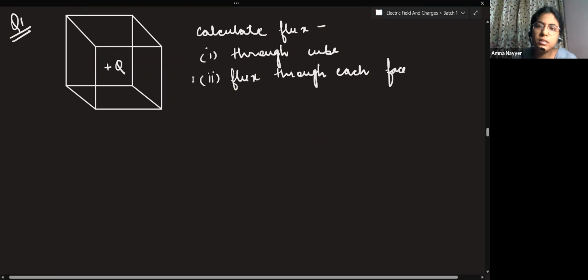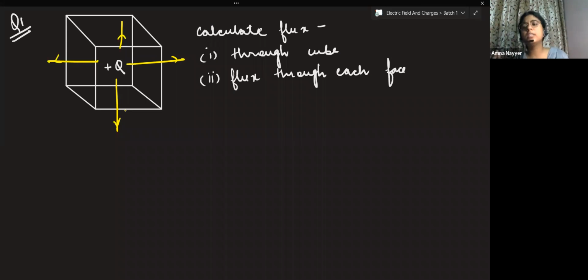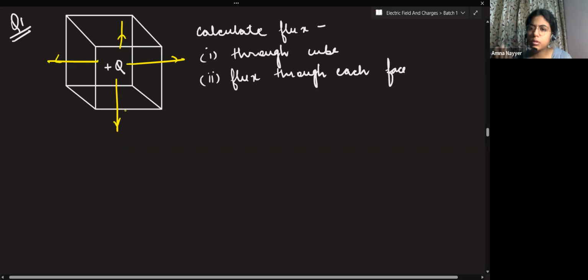It says that a charge Q has been placed in the center of a cube. If it's a positive charge, then obviously the electric field lines will be directed away from the charge. It says calculate flux through the cube. The cube is itself a closed surface, and a charge is residing within the closed surface. So what is the electric flux?